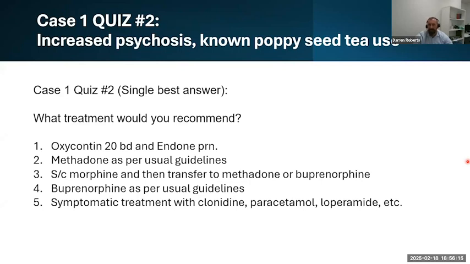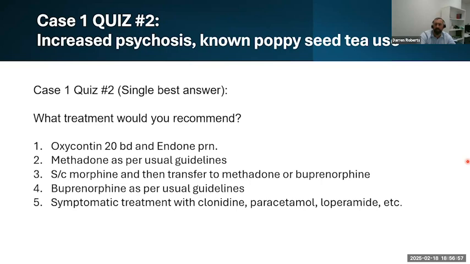So some of you were going to give OxyContin, some of you want to give methadone as per usual guidelines, some are going to give subcutaneous morphine and then transfer to methadone or buprenorphine, some are giving buprenorphine as per guidelines, and some will give symptomatic treatment. So what do I think on this? Well, as you know, the answer in most things in medicine and healthcare in general is it depends. There's not always a clear, perfect answer, but my preference would be to offer buprenorphine as per usual guidelines. It's usually our first go-to. But of course, patient preference is also important. They may not want buprenorphine, might want methadone or symptomatic treatment.